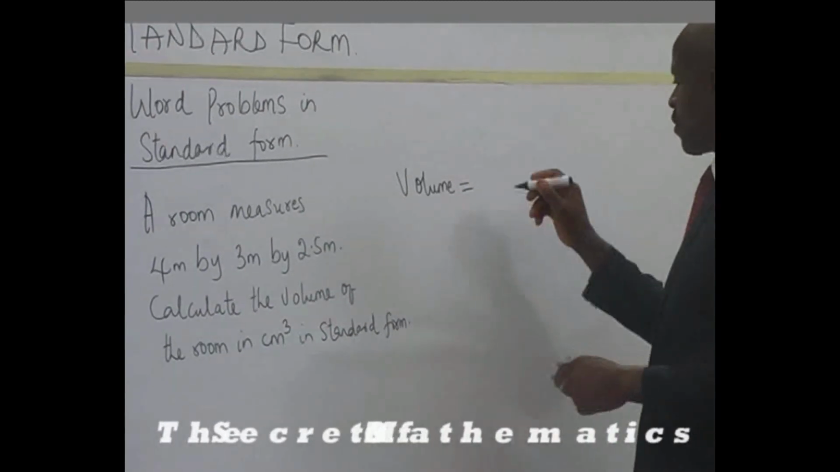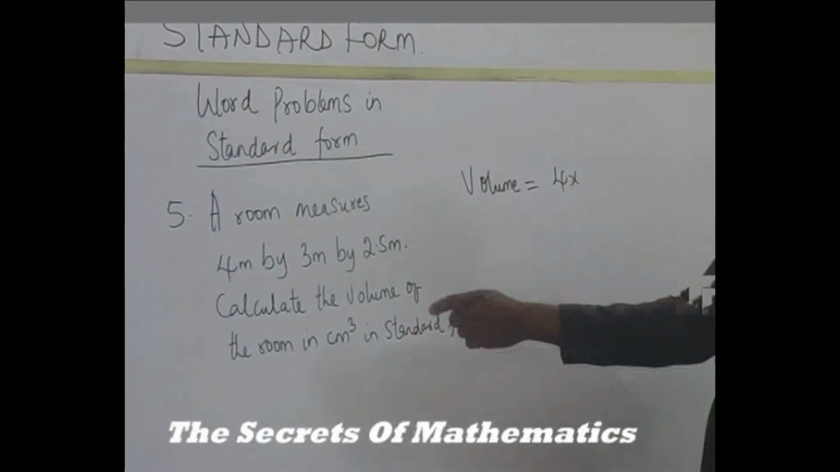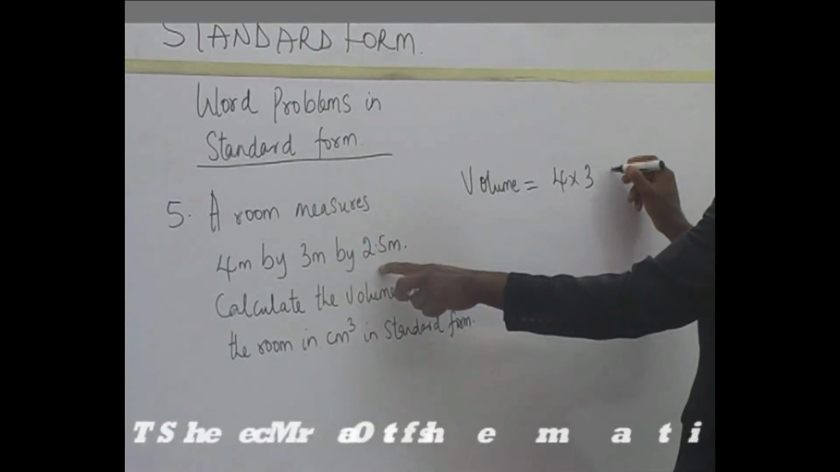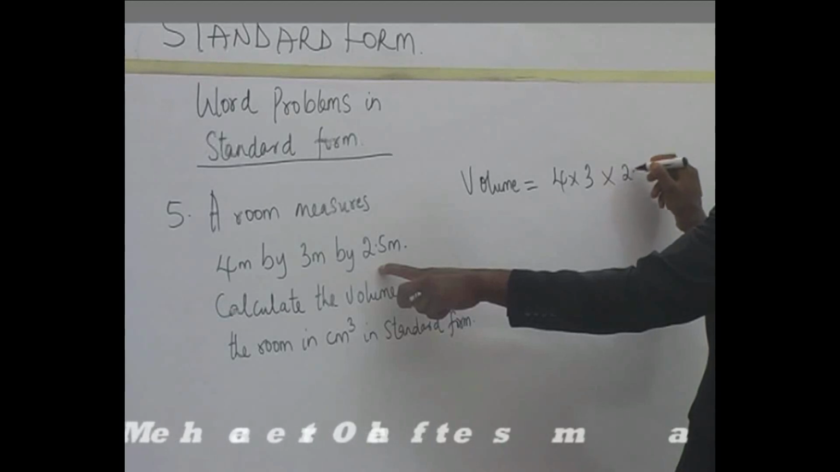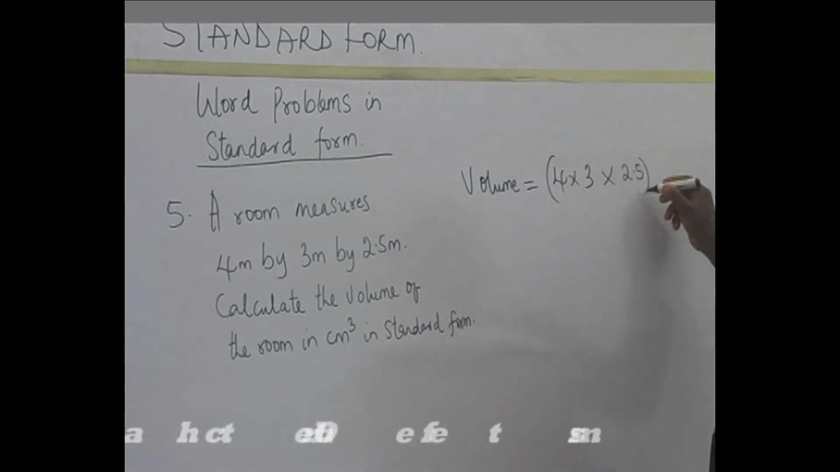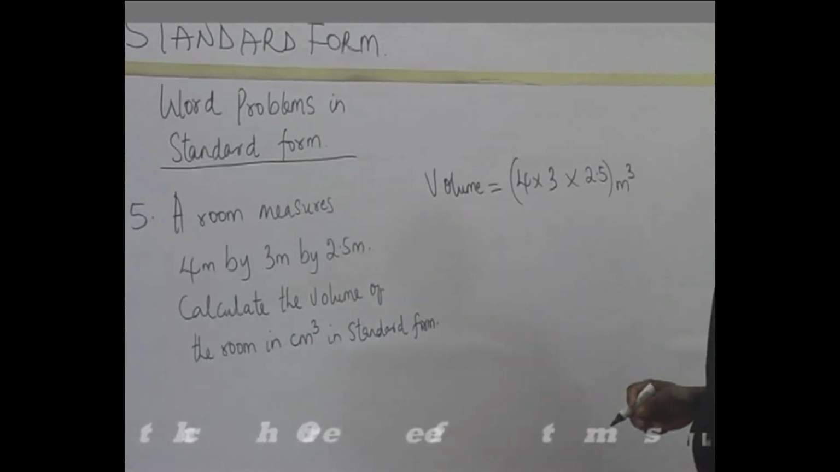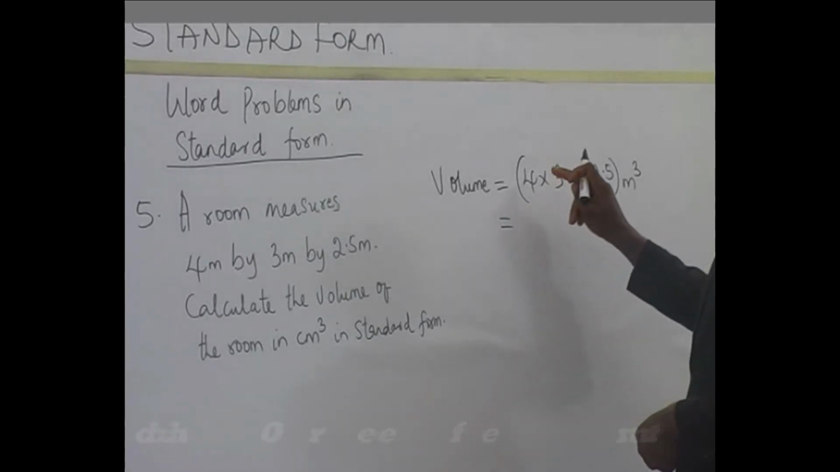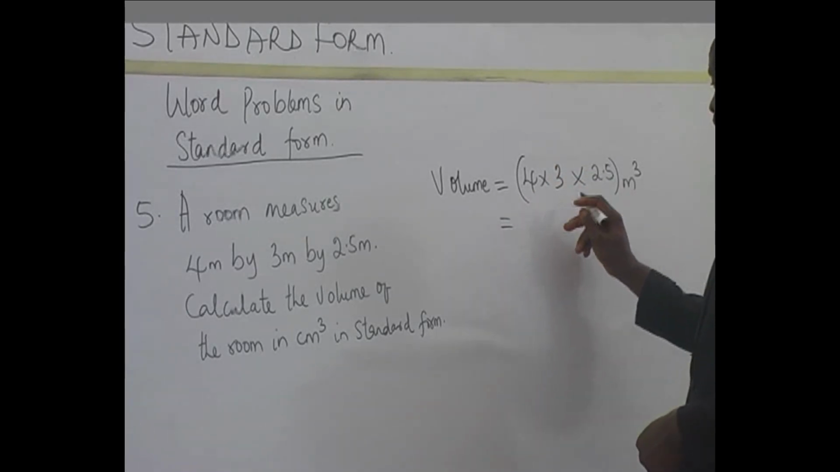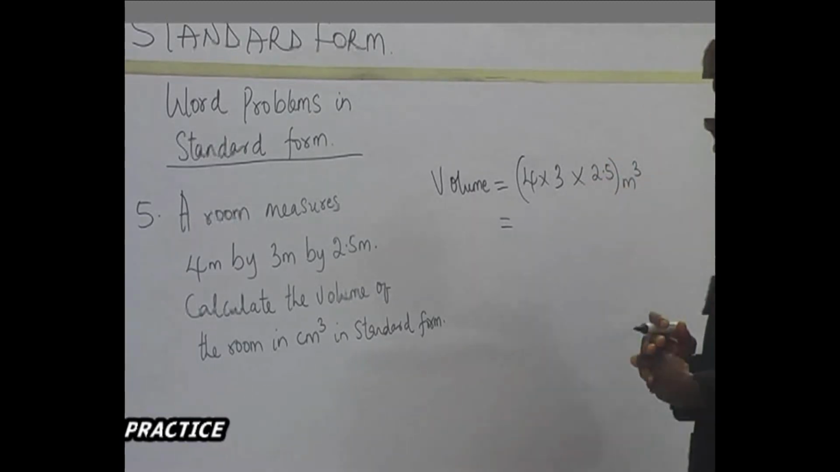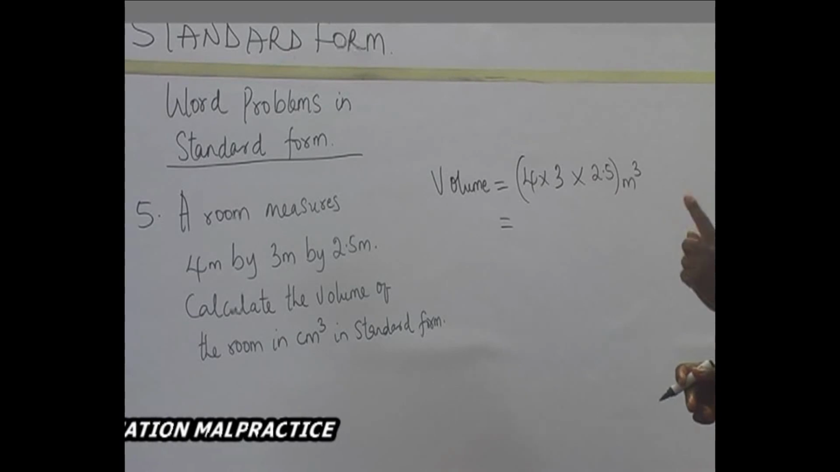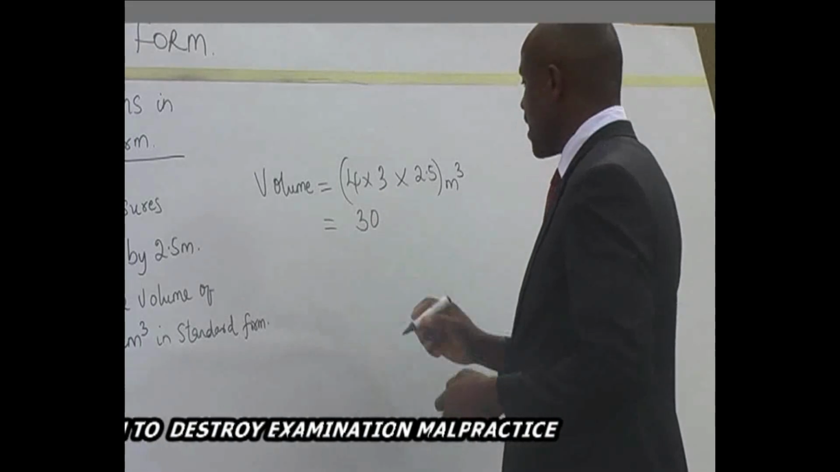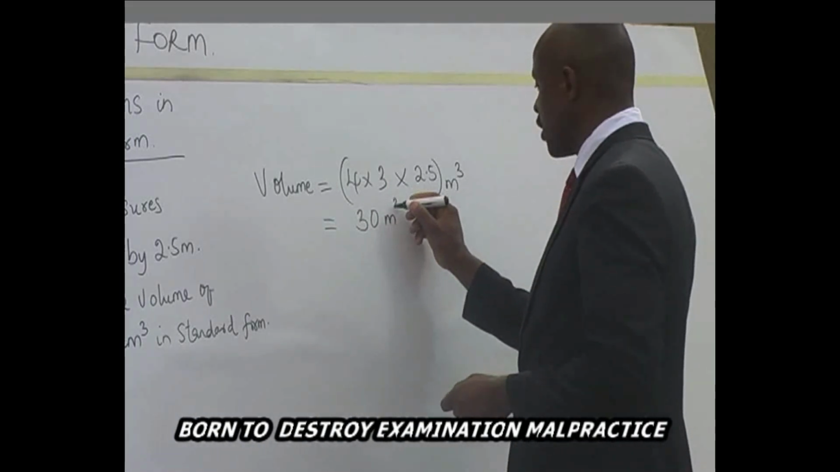That means the volume of that room is 4 times 3, then times 2.5, all in meter cube. 4 times 3 is 12. 12 times 2.5 is going to give you 24 plus 6, which is 30. You have 30 meter cube.